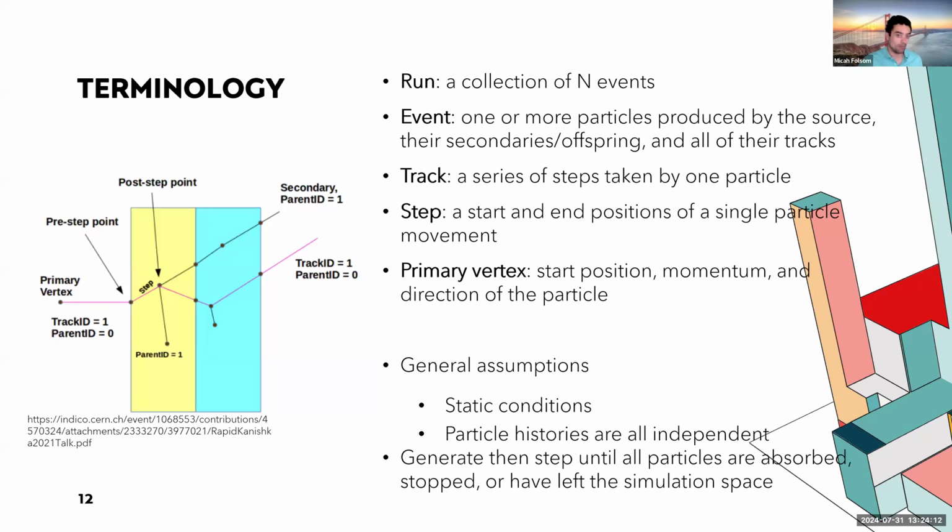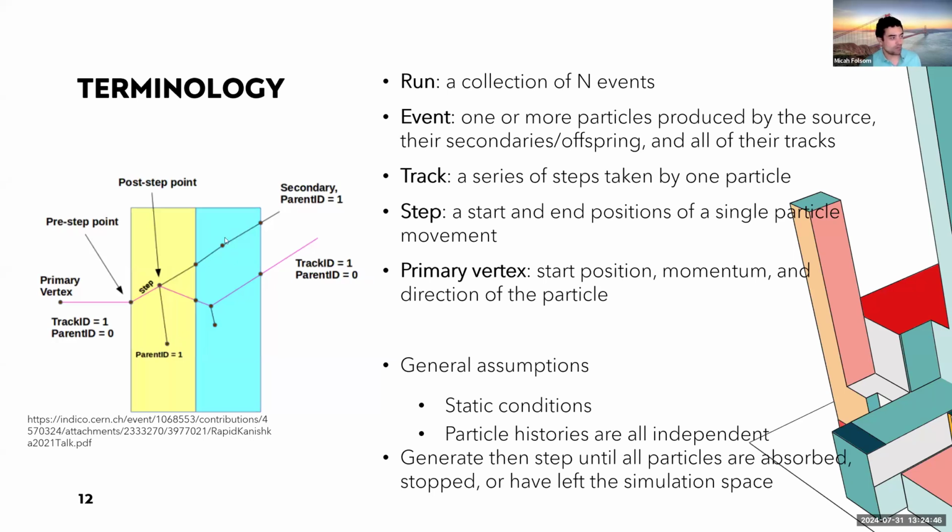And Geant4 is just making a bunch of events, randomly picking the starting energy or direction or whatever of the initial particles. The track is then the series of steps. It's a full list. You can think of an array. It's just a set of steps taken by a particle on its journey. And then a step is a start and end position. So a step is two pieces of information. It's where you started and where you ended. It's a line segment defining the movement of the particle in that iteration of the simulation.